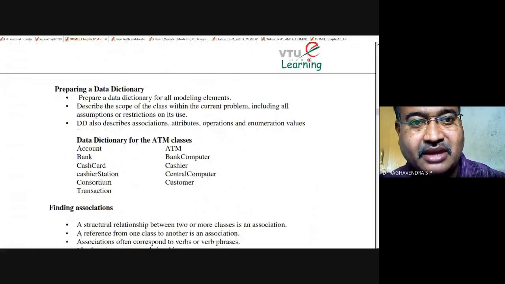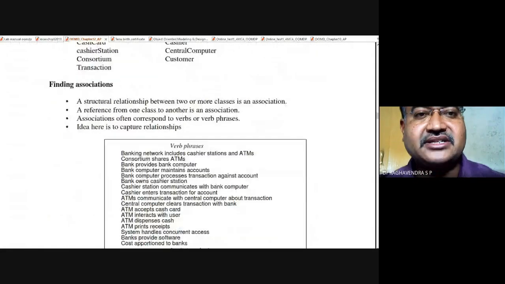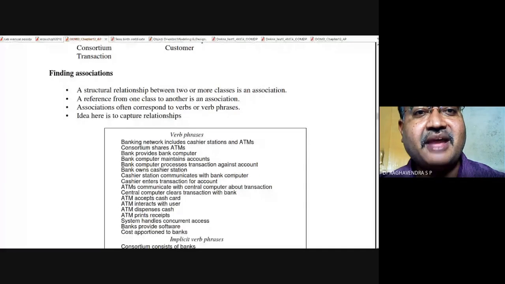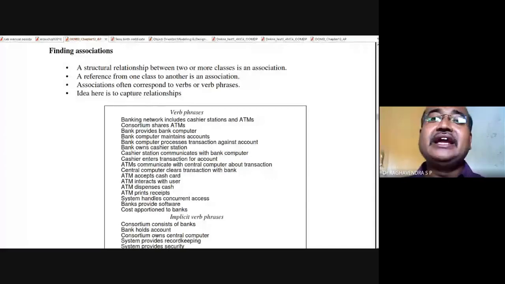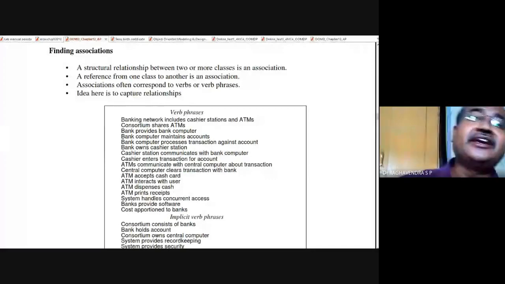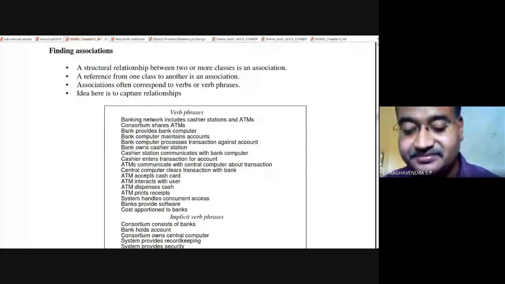So I'm going to stop here. From my next class, I'm going to find associations. Now I have taken an ATM case study. In the ATM case study, what did we do? We did finding the classes. So to find the classes, which technique have we adopted? Anybody?